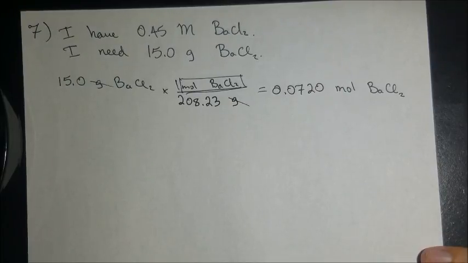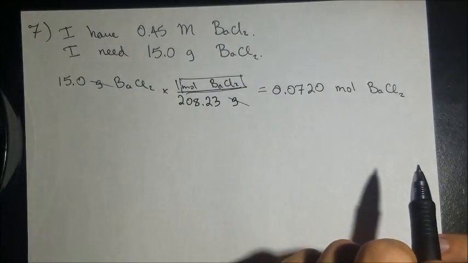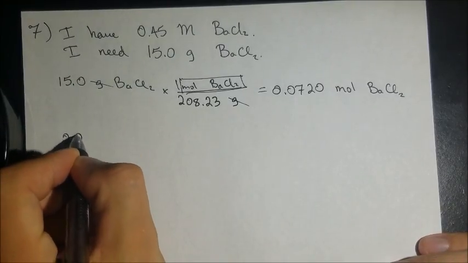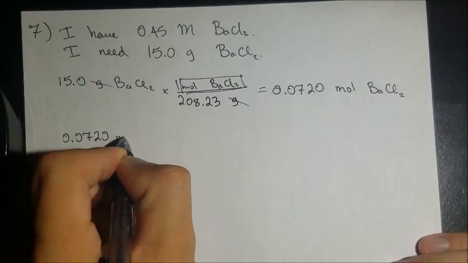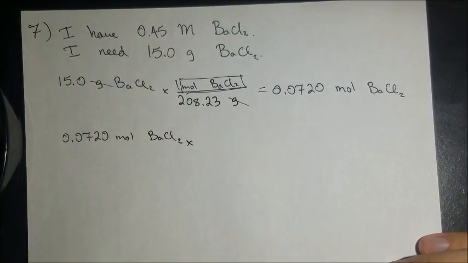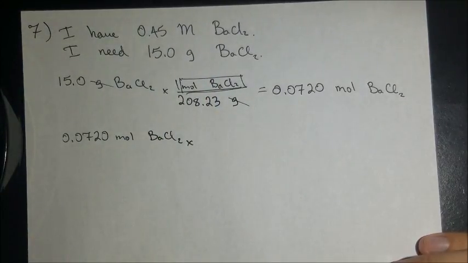So the way I go about doing this is I say, okay, well, I need 0.072 moles of barium chloride. So I'm going to start off with what I need: 0.072 moles of barium chloride. And then I know from my definition of molarity here that a liter will give me 0.45 moles.